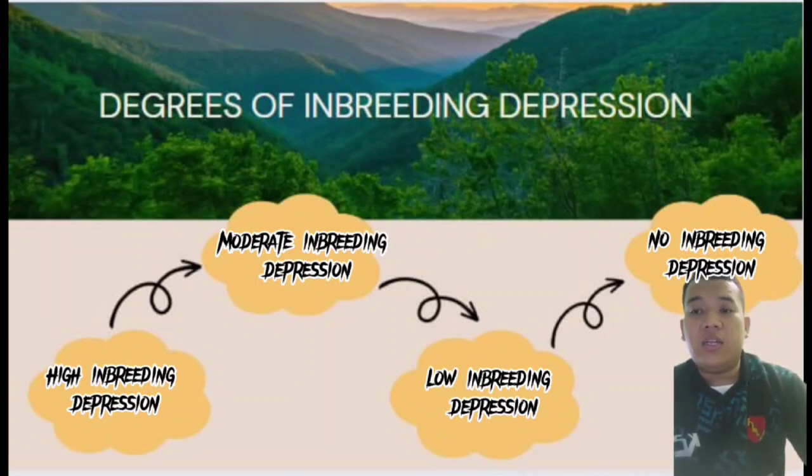Third degree is low. Low inbreeding depression is when only a small percentage of plants have deadly traits. Inbreeding depression is only mildly present. Example of low inbreeding depression is sunflower. And lastly, the fourth degree is no inbreeding depression, in a self-pollinated crop, where inbreeding depression does not show. Example of no inbreeding depression is potato.